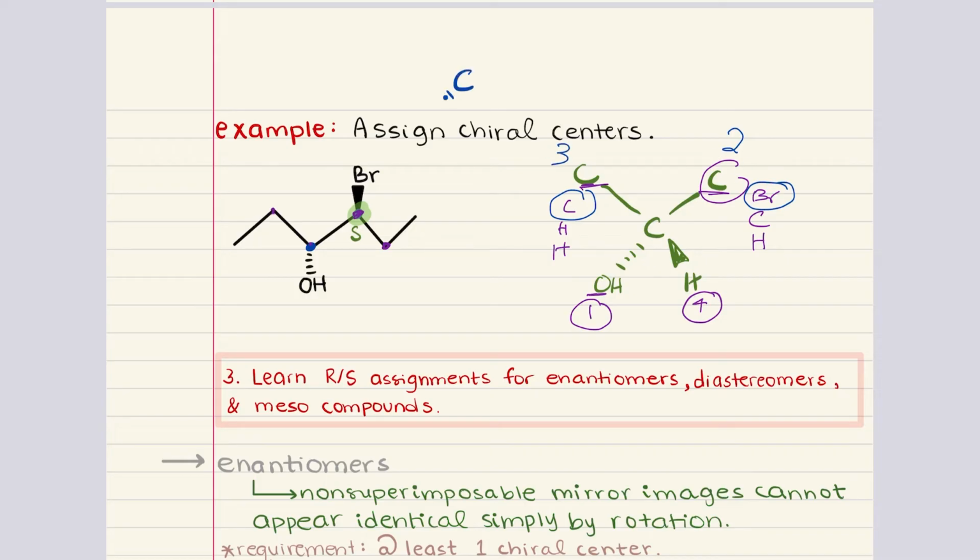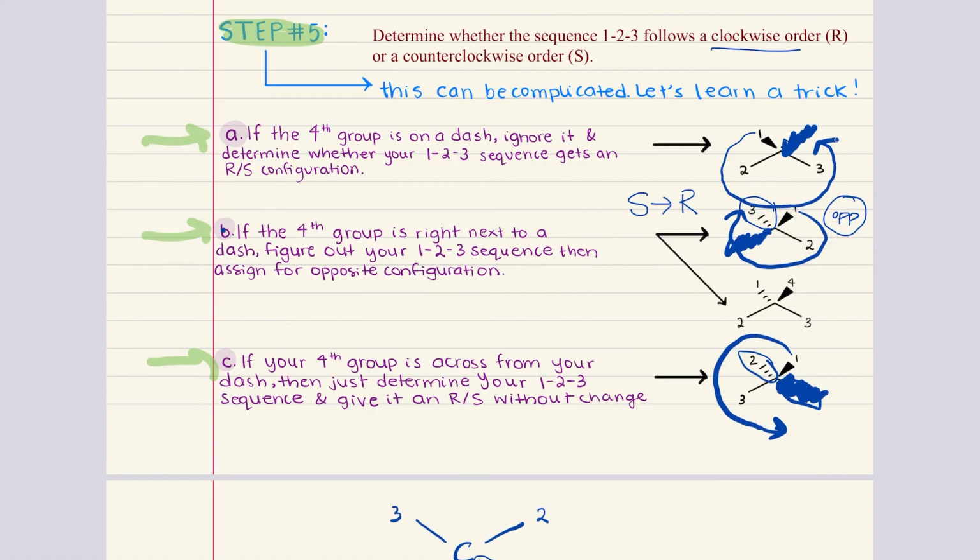We'll redraw. On the dash is priority 1. On the wedge is priority 4. Pointing to the right is priority 2, and pointing to the left is priority 3. Now, step 4, we need to pay attention. Where is group 4? Group 4 is on a wedge. It's right next to the dash, but it's not on it. So that means we have to use condition 2.